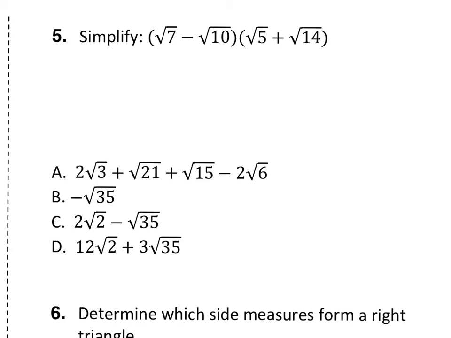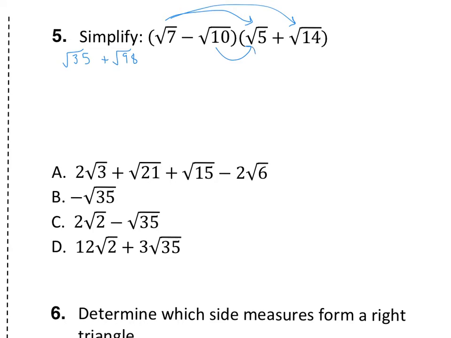Number 5, simplify. The square root of 7 minus the square root of 10 times the quantity square root of 5 plus square root of 14. So here I see essentially two binomials that I need to FOIL or use the box method. I'm just going to FOIL here, and I have square root of 7 times square root of 5, which is the square root of 35. Now square root of 7 times the square root of 14, which is the square root of 98.